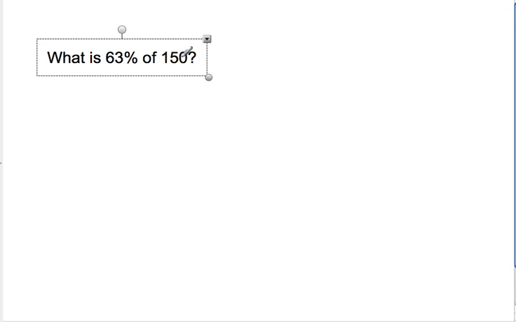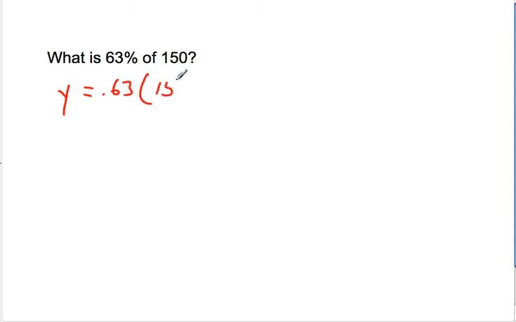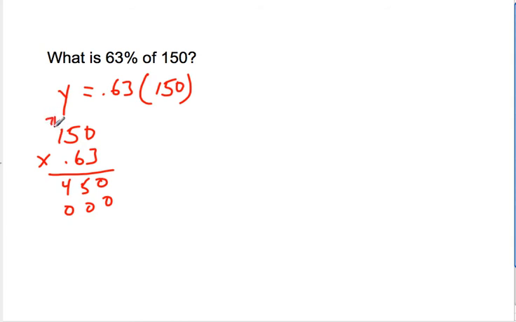All right, let's try another. What is 63% of 150? Again, translation, what is 0.63 times 150? Which is very simple because the variable is all alone on one side, so we're just doing the math in this case. 0, 5, 1, 3, 4, 0, 0, 0, 3, so that's 9. So we have, looks like 94.5. So what is 63% of 150? 94.5. Actually, I don't want to write that up there. I want to write it down here.